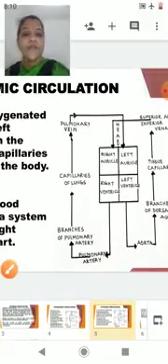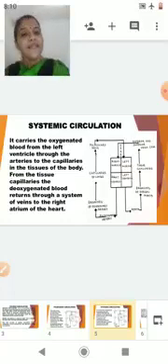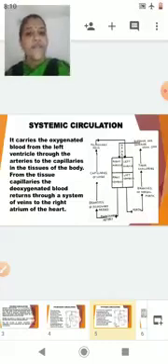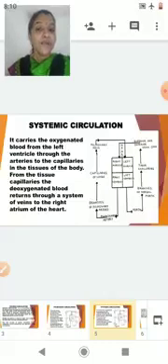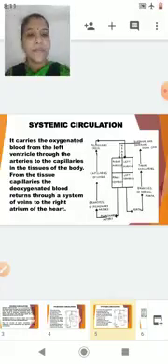Let's go to the next one, that is systemic circulation. Now systemic circulation carries the oxygenated blood from the left ventricle through the arteries to the capillaries to the tissues of the body. And in the tissues of the body it will become what? Impure. Okay, from the tissue capillaries, the deoxygenated blood returns through a system of veins to the right atrium of the heart. So let's see here how it is.